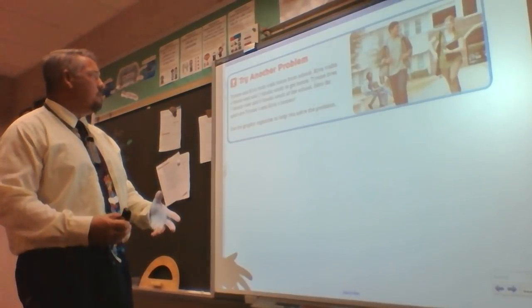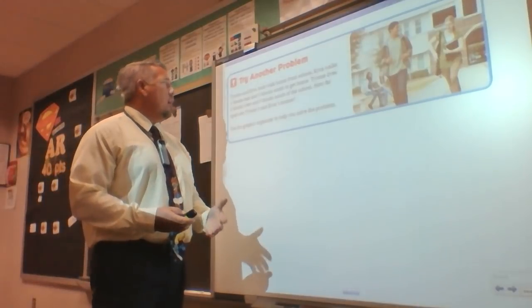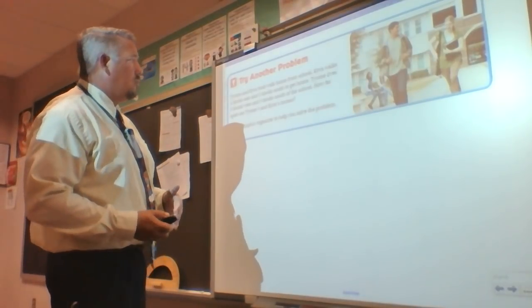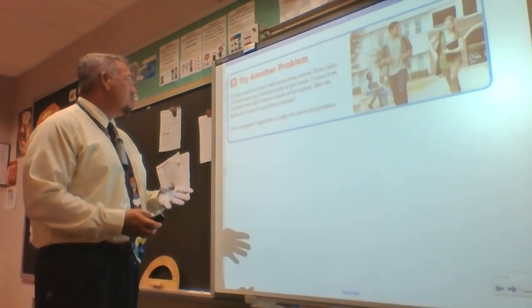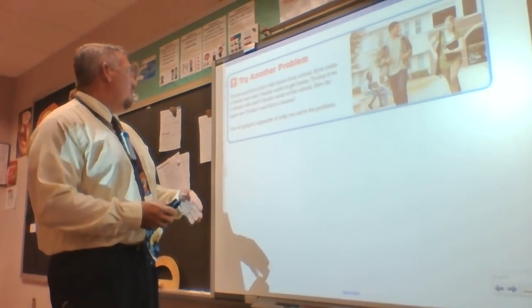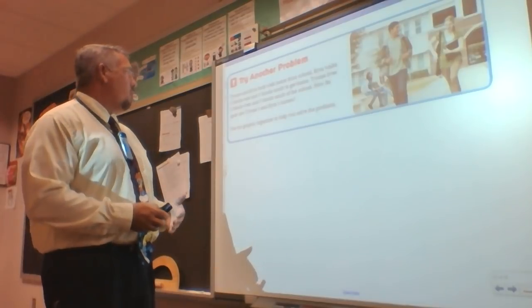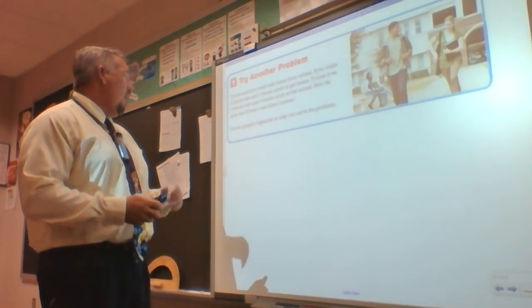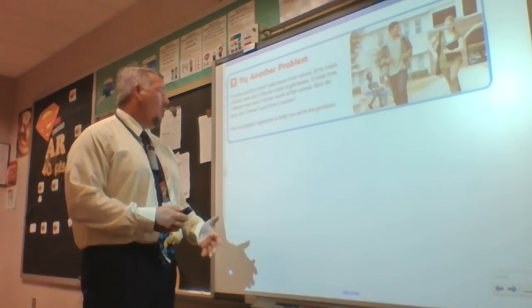Now the second one that it gives me, we have Tyrone and Kyra. They both walk home from school. Kyra walks 4 blocks east and 3 blocks south to get home. Tyrone lives 3 blocks west and 3 blocks south of the school. How far apart are Tyrone's and Kyra's homes?